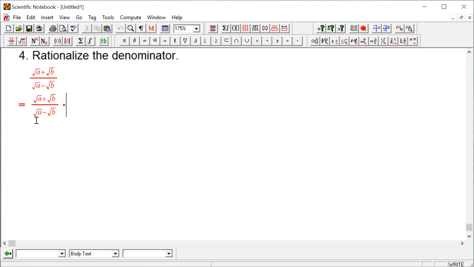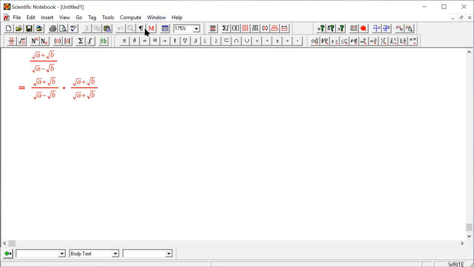The right way to do it: because we want to rationalize the denominator, we're going to try to find the conjugate of the denominator. The conjugate of the denominator is root A plus root B. So this will be the quantity 1 we have selected to rationalize the denominator.